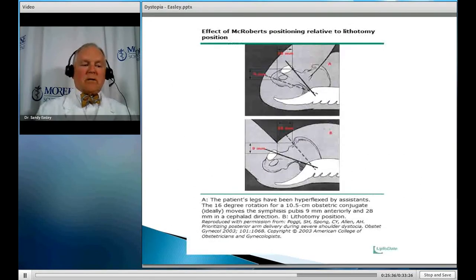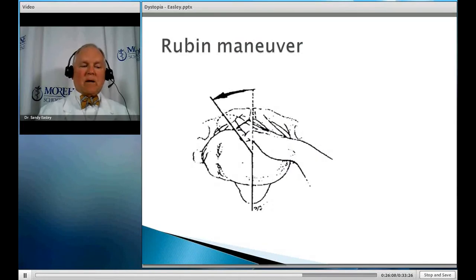This slide demonstrates the effect of the McRoberts position's increase in the AP diameter of the outlet by X-ray pelvimetry. The slide is a little difficult to follow on a quick glance, but the upper part of the slide shows an increase of 9 millimeters in the distance before and after in the anterior-posterior distance. In the Rubin maneuver, ideally the same hand as the presenting shoulder, the right hand for the right shoulder or the left hand for the left shoulder, is introduced into the vagina, under the pubis, until the fingers reach up over the baby's shoulder. Then there are two options. Either press the shoulder downward, hooking your finger into the axilla to slip the shoulder under the symphysis pubis, or rotate the shoulder into an oblique position and deliver it through a wider diameter.